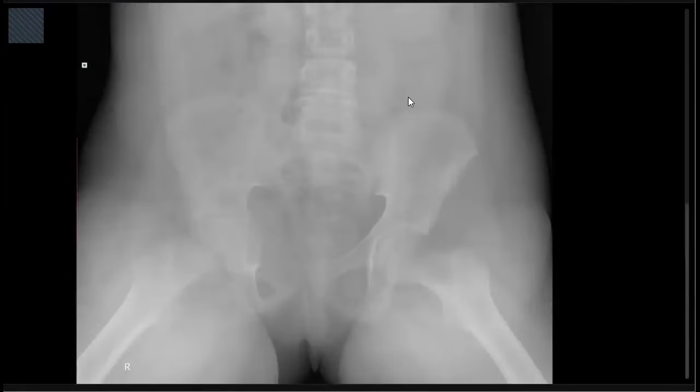Okay. This is a 12-year-old female patient with a history of trauma and right hip pain. Sorry, what's the age? Twelve years. So this is a frontal X-ray of the pelvis of a 12-year-old patient who has had trauma.